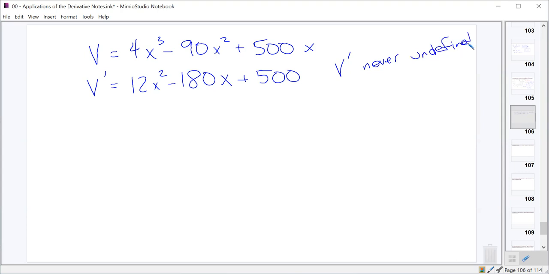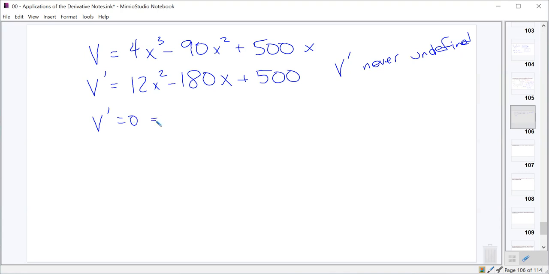But it does equal 0 if the whole thing equals 0. And it seems like we should be able to reduce that down just a little bit. Clearly, they're all divisible by 2. I think if we divide them all by 2, we'll see that we can divide them all by 2 again. So I think we can divide them all by 4.